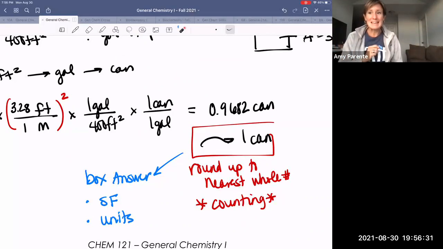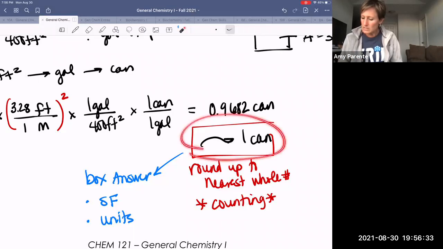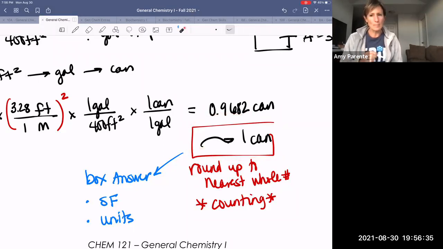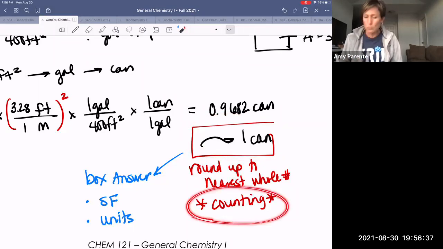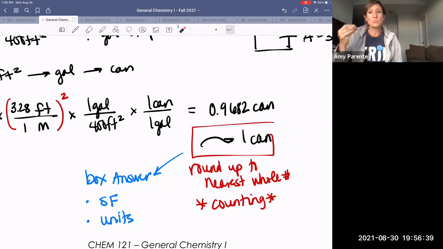So in this case, the answer needs to be rounded up to the nearest whole number. Anytime we're doing something where we're counting, we need to round up to whole numbers to count. And this is just a reminder, when you're providing answers, it's not going to be relevant for the quiz on Wednesday because you're just providing an answer via Blackboard.